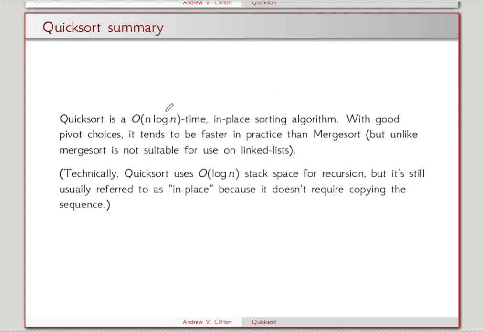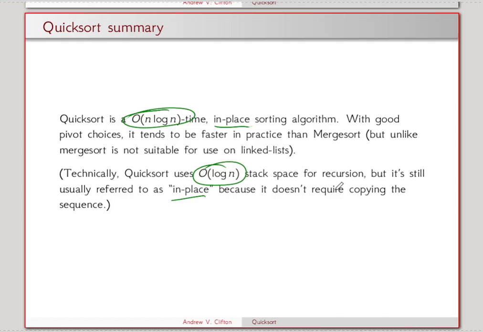So with that in place, we have quicksort as an n log n time in place sorting algorithm. As long as you do a good job of picking your pivot, it tends to be faster in practice than merge sort. But unlike merge sort, you can't use it on a linked list, right? In assignment 3, you did merge sort on linked lists. You can't do that with quicksort. Quicksort is more of a random access kind of thing. If you want to get technical about it, quicksort does use log of n stack space for its recursion, so it's using more than a constant amount of memory, but we usually fudge that and say it's still in place because we're not copying the sequence.